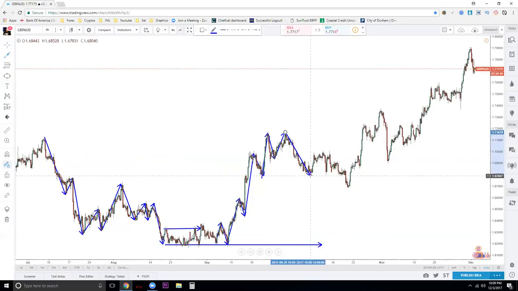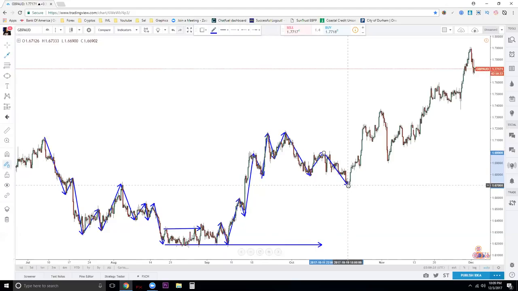We had a break of structure to the downside, which created a lower low. Came back up, and created a lower high now. This would have been a good sell opportunity. And look what happened. Price just completely dropped.